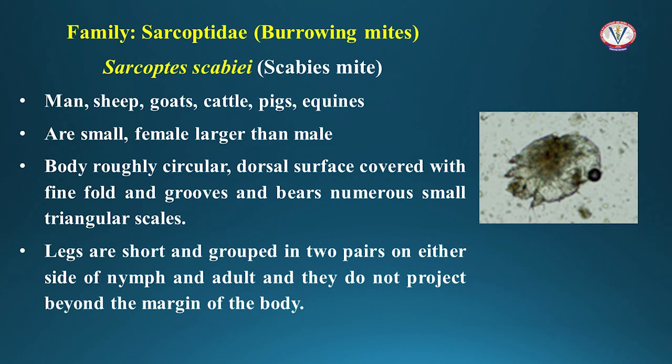Family Sarcoptidae, the burrowing mites, Sarcoptes scabiei, the scabies mite of man, sheep, goat, cattle. These are small, but the females are larger than the males. Body is roughly circular, and the dorsal surface is covered with fine folds and grooves and also bears numerous small triangular spines or scales. Legs are short and grouped in two pairs on either side in nymph and adult, and they do not project beyond the margin of the body.